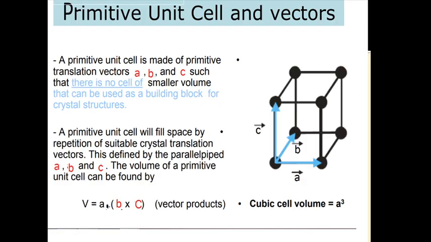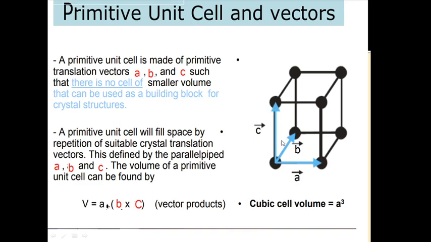Now the primitive unit cell in 3 dimensions. So this is a primitive unit cell. I have a vector A along the x-axis, vector B along the y-axis, and vector C along the z-axis.